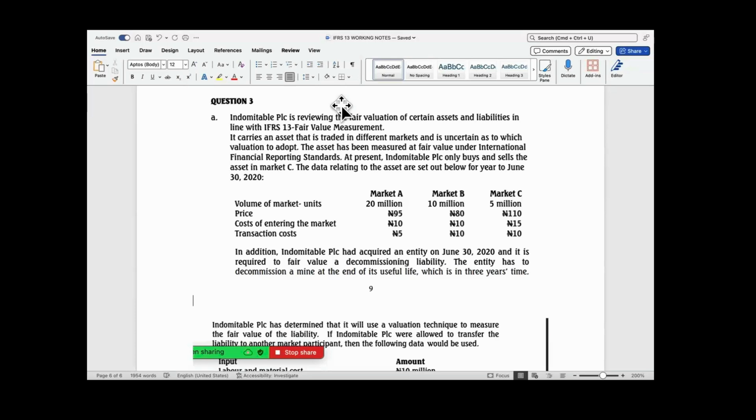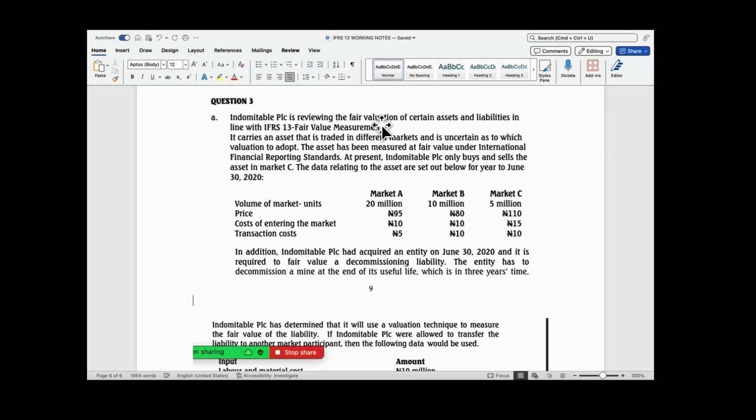In addition, Indomitable PLC has acquired an entity on June 30th, 2020, and it is required to fair value a decommissioning liability. The entity has to decommission a mine at the end of its useful life, which is in 3 years' time. Indomitable PLC has determined that it will use a valuation technique to measure the fair value of the liability. If Indomitable PLC were allowed to transfer the liability to another market participant, then the following data would be used.